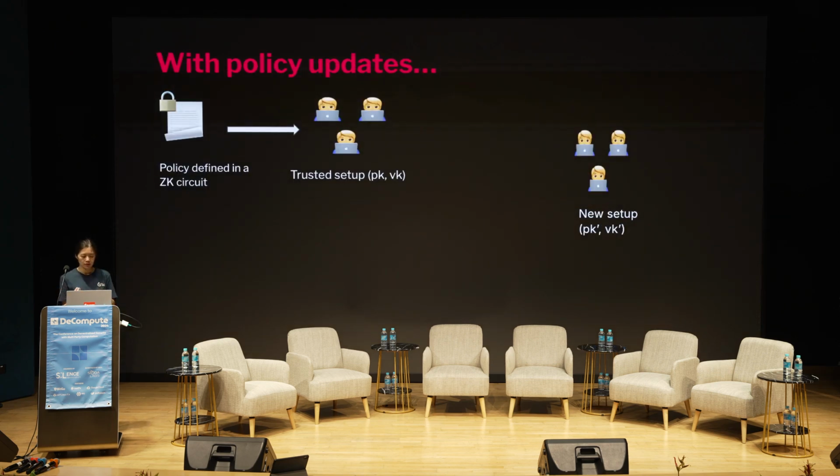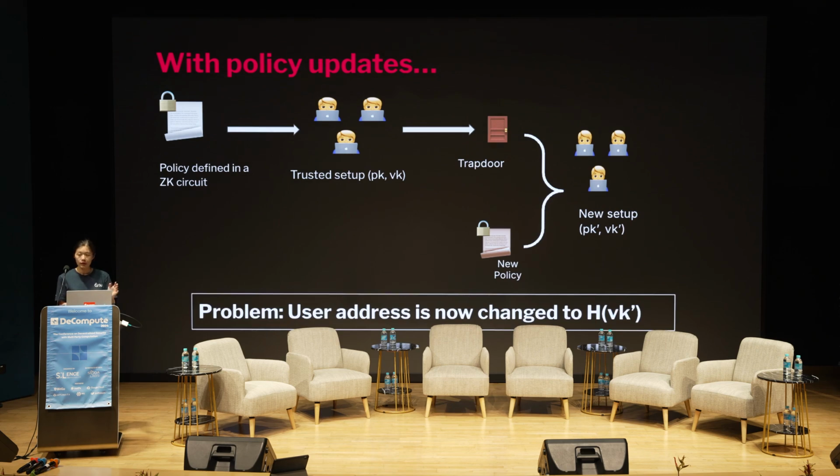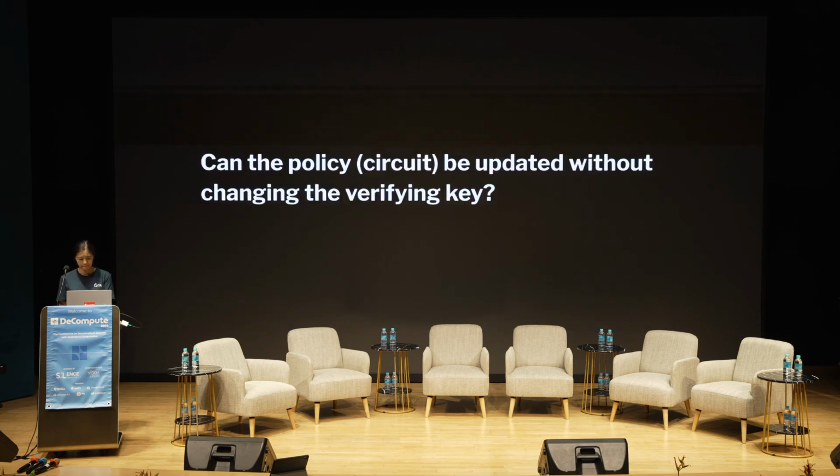But when there's a policy update, there is a problem. When you want to define a new policy, which is embedded in the zero knowledge circuit, usually speaking, you need to run a trusted setup again and update the proving key and the verifying key. So now we have a problem here because the user address will essentially change, and that's not ideal because your address should not change and the user wallet should ideally stay the same.